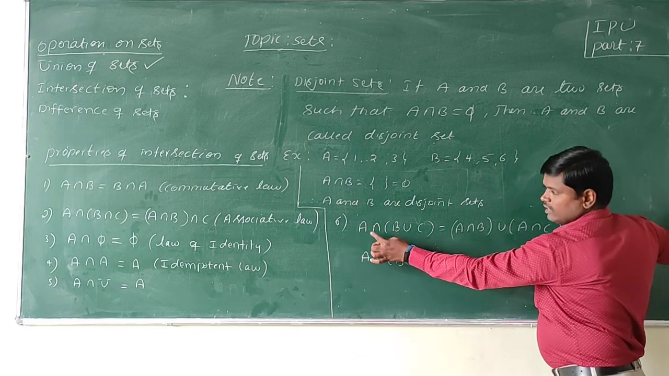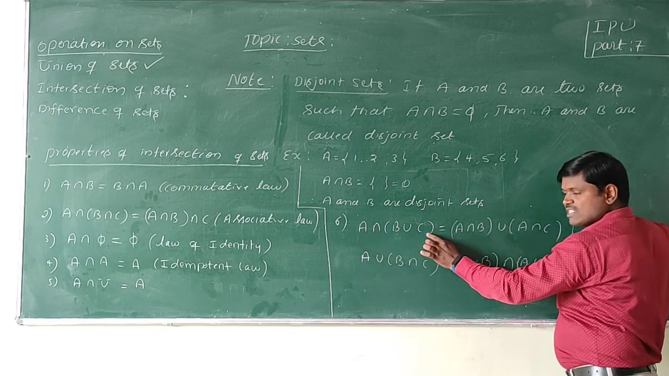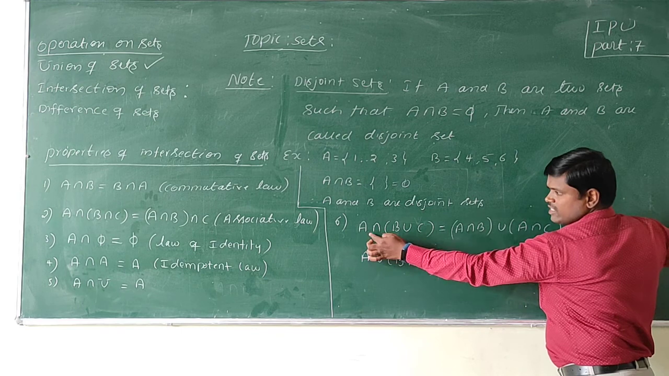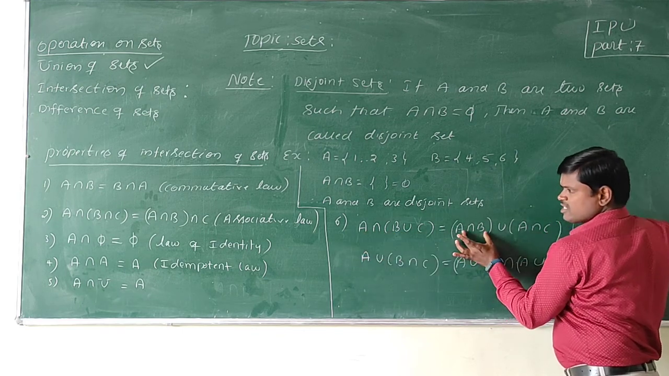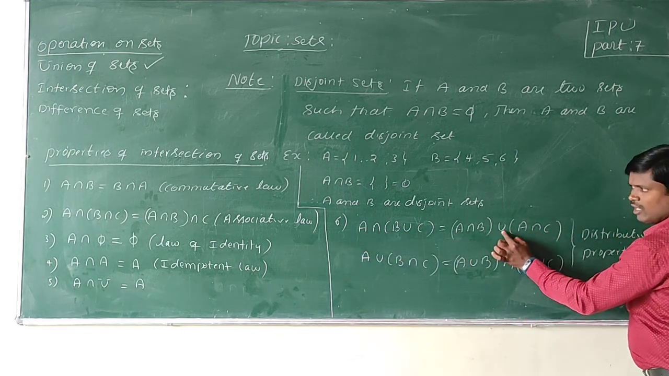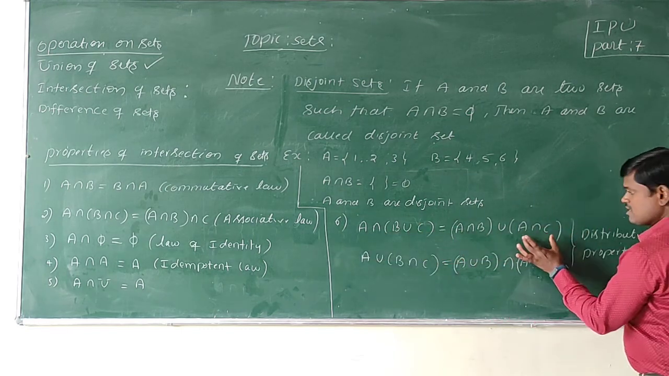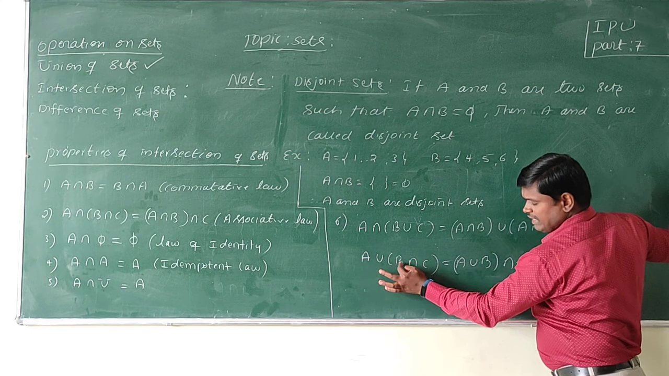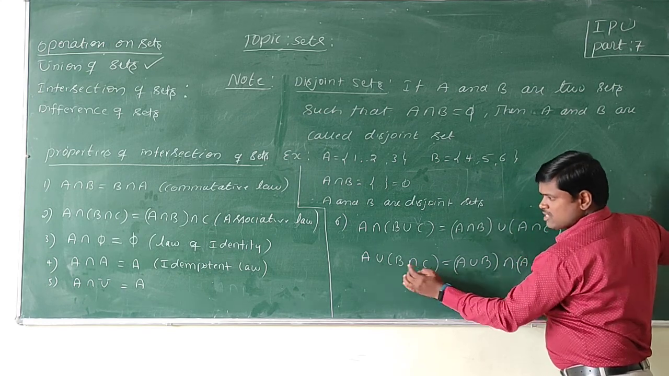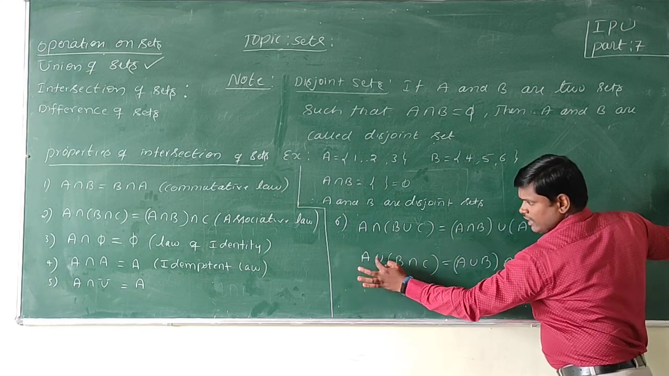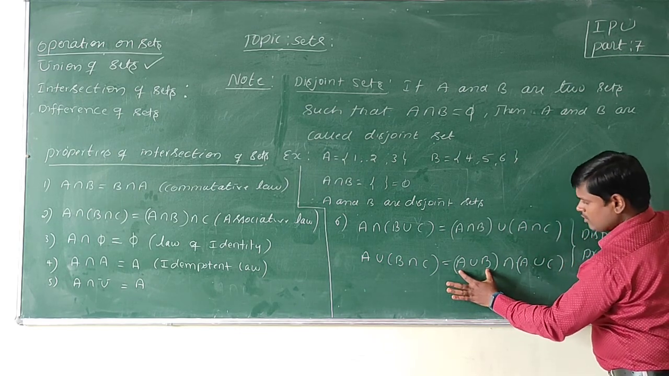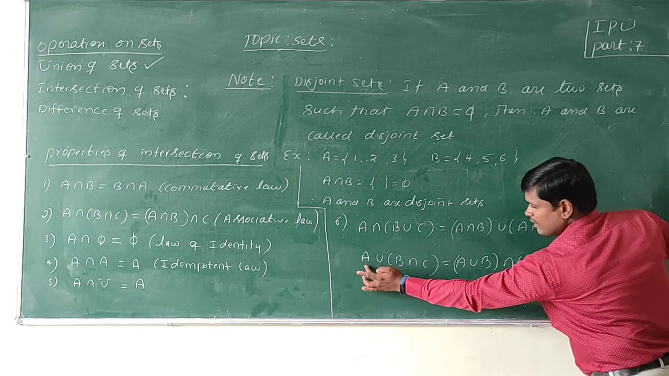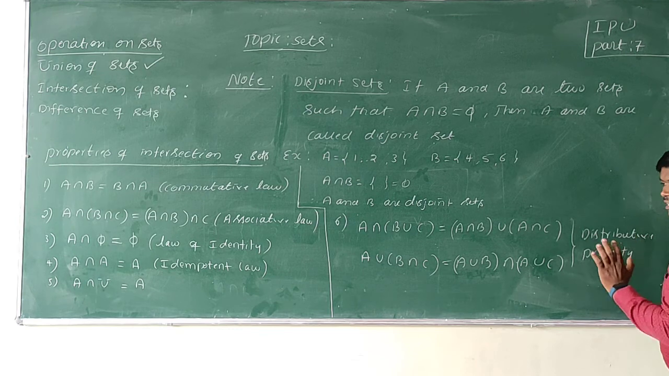So this is the distributive property. A intersection (B union C) is nothing but, taking A intersection inside, (A intersection B) union (A intersection C). Similarly, A union (B intersection C) is nothing but, taking A union inside, (A union B) intersection (A union C). Okay, write it down.